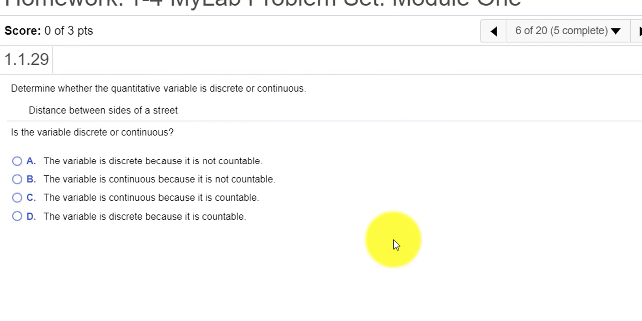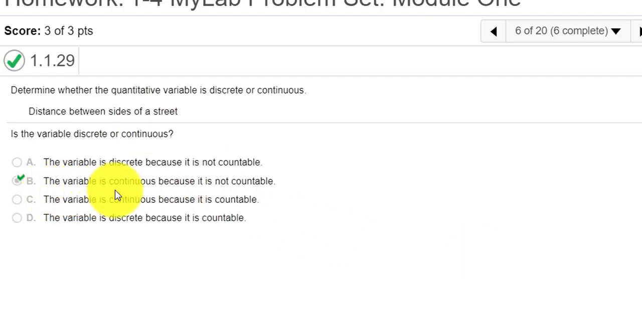Next one. Determine whether the quantitative variable is discrete or continuous. Okay, so the distance between sides of a street. I selected it's continuous because it's not countable, right? So the distance between the sides of a street, you could have 20 feet 5 inches, 20 feet 0.502 inches, 20 feet 0.503 inches. There's an infinite amount of values. I know it seems like you could just pull out a tape measure and measure the distance, but that street can have any value in terms of width. So it's continuous. It is not countable.